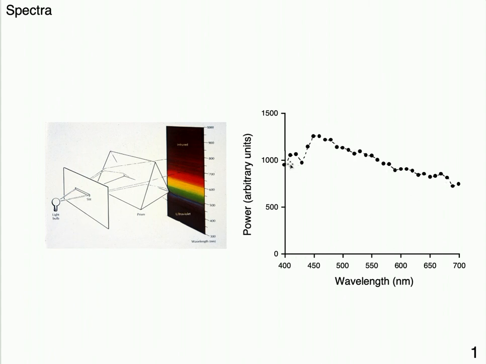And in practice, we always use some instrument that gives us measurements at discrete sample wavelengths. We don't have it as a continuous function. So each of these points shows the power at a sample wavelength. Here, a 10 nanometer sampling between 400 and 700 nanometers.